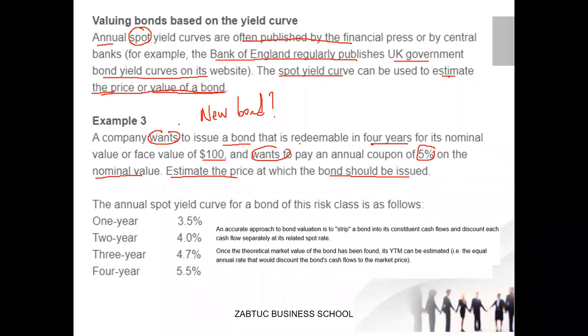The annual spot yield curve, now you know what a spot yield curve is, or what a spot rate is, for a bond of this class is as follows: 3.5%, 4%, 4.7%, and 5.5%.